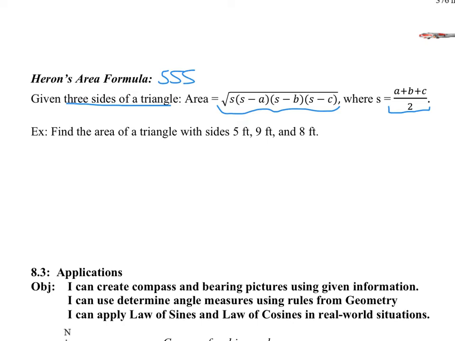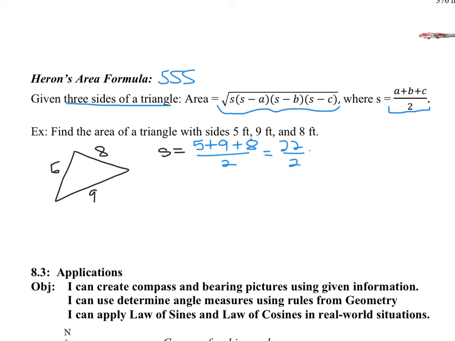And here's our example. Find the area of a triangle with sides 5, 9, and 8 feet. Again, just sketch a triangle, and it's going to be oblique. We don't have any right angles in here that we're aware of. And the sides are 5, 9, and 8. The first thing you want to do is figure out that constant s, because s is in our formula pretty much the whole time. We'll figure out s by taking the sum of the three sides, 5 plus 9 plus 8, and we divide them by 2. 5 plus 9 plus 8 is 22, and 22 divided by 2 is 11.